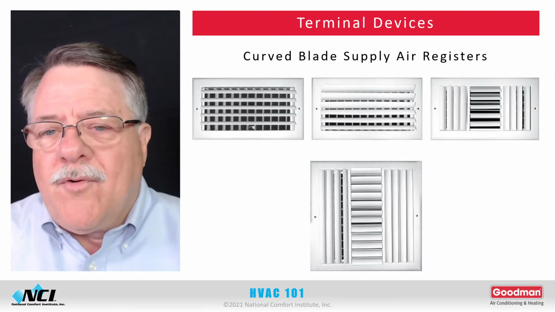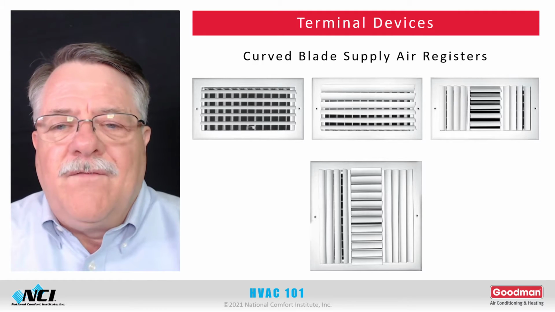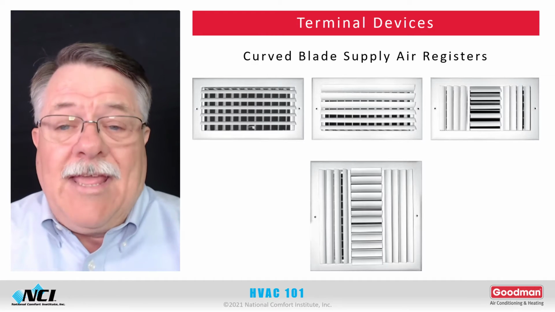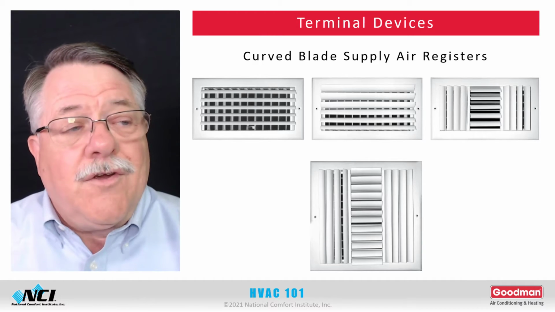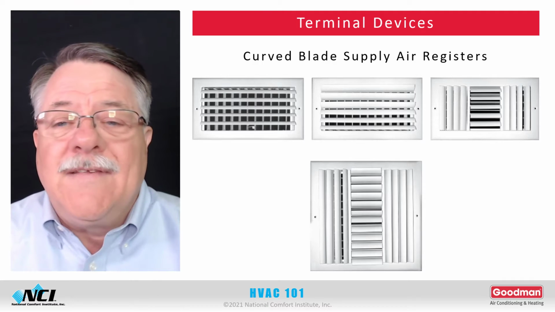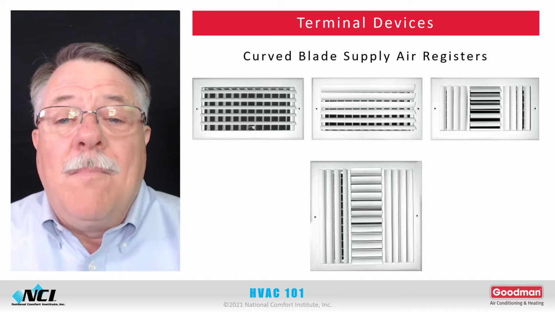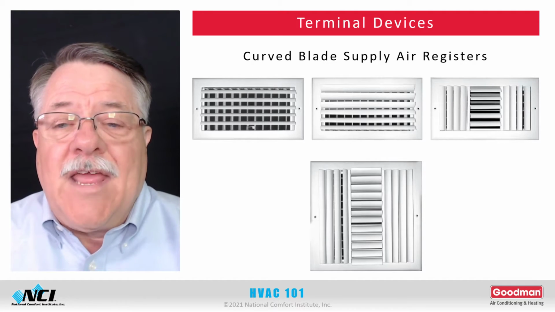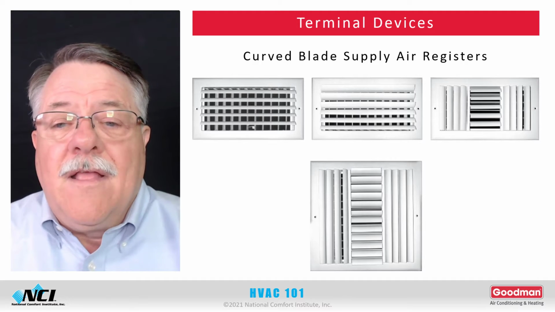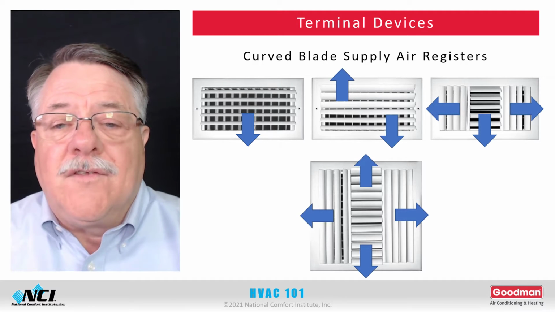When people want to improve the comfort level in their home, the easiest thing to do is invest in better grills and registers. These curved blade supply air registers here have movable vanes that allow us to direct the airflow exactly where we want it. In addition, these devices are much quieter than their stamped-faced counterparts. They also come in 1-way, 2-way, 3-way, and 4-way configurations.